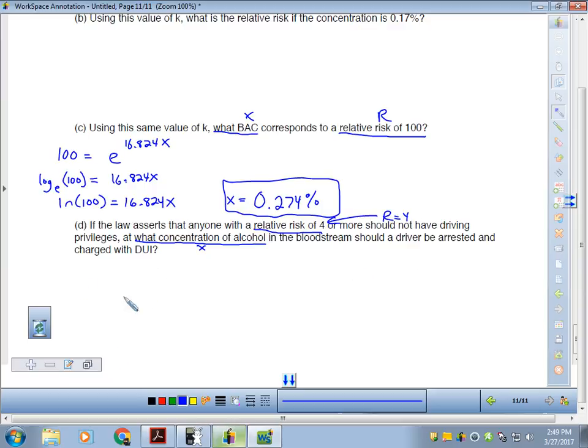So I'm going to fill in 4 for my R equals E raised to the 16.824x. Now this looks a lot like this one. In fact, the only difference is instead of a 100, we have a 4. So we can actually skip down to this step and just say, hey, ln of 4 has to equal 16.824x. And then we can solve that for x.